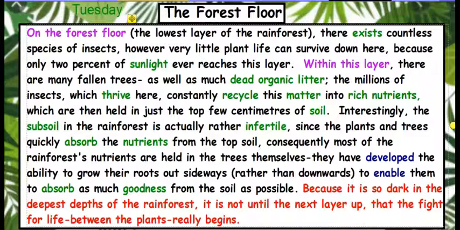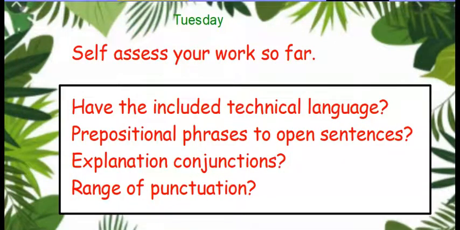Just going to look at the last thing that I want you to think about, and that is a bit of a checklist. So when you self-assess your paragraph today, I want you to look for your technical language. You could underline it even, identifying it, your prepositional phrases to open your sentences, your explanation conjunctions, your therefore, consequently, as a result, words that link ideas together and explain why things are as they are, and a range of punctuation. And if you haven't included any of those things, go back into your writing and, just like I've done, do some editing.